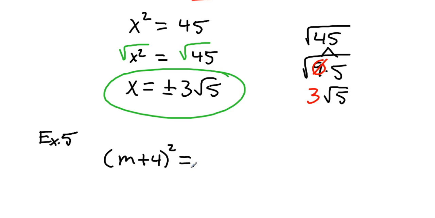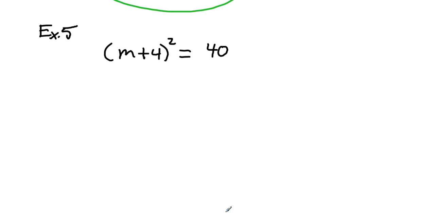Okay, so let's say you've got m plus 4 squared equals 40. And again, they're still going to tell you to use the square root property. So you've got the left-hand side squared, so it's okay like it is. You've got the 40 on the other side. So as long as you've got, now again, it's not just m, in this case it's m plus 4, but it's still this thing squared all by itself, so we can still square root both sides.